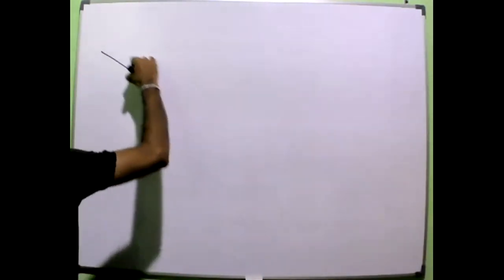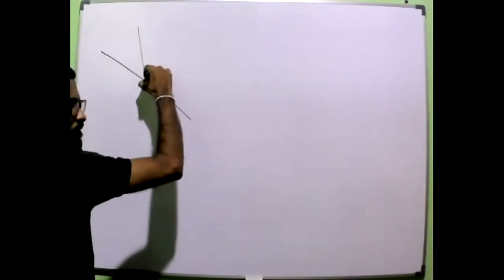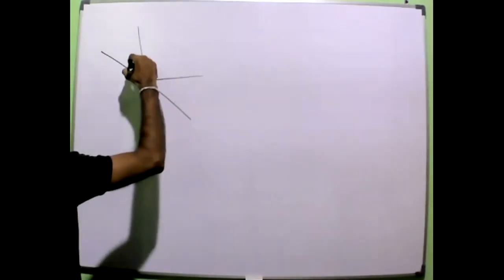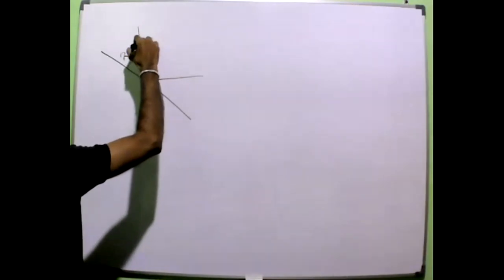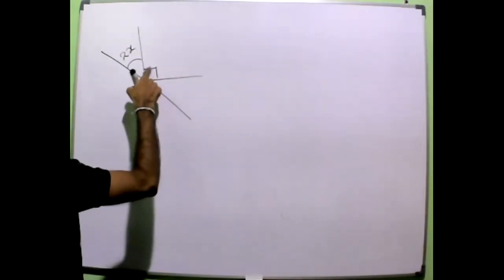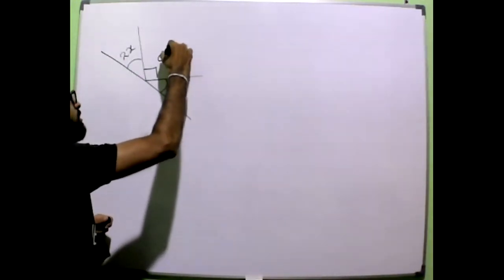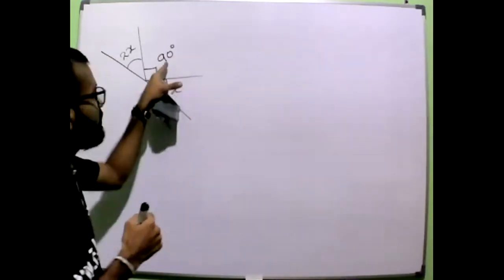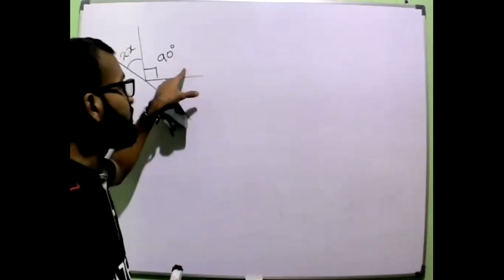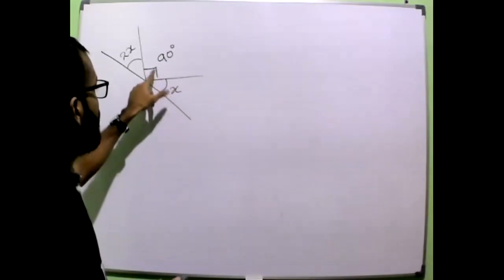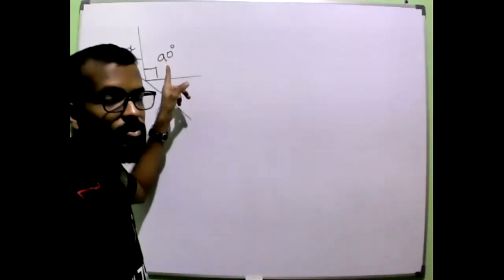Now I am going to do what I know. This is 2x, this is familiar to me. This is x. Now this is a right angle, the magnitude is 90 degrees. That is the first thing that I know, 90 degrees. This symbol means it is a right angle, so you know that.